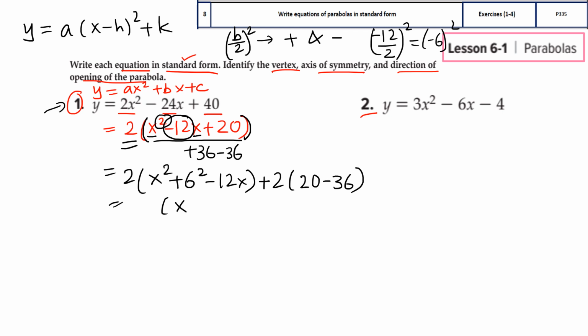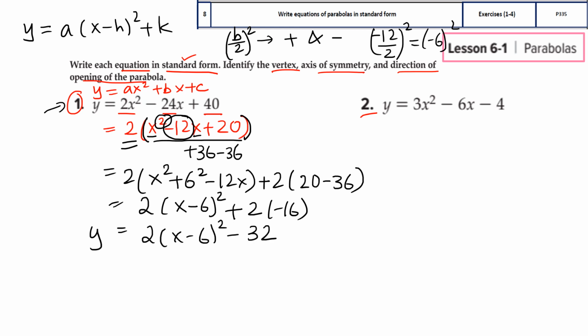So first term is x, second term is 6, and there's a negative sign. So I took a minus b whole square. So what is left here? Let's see. So 20 minus 36 is minus 16 multiplied with 2. So the final equation is going to be minus 32. So y equal to this.